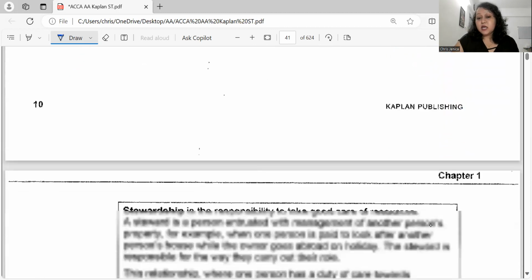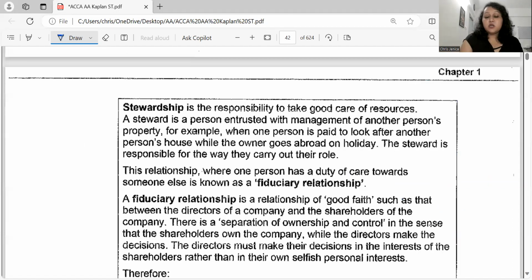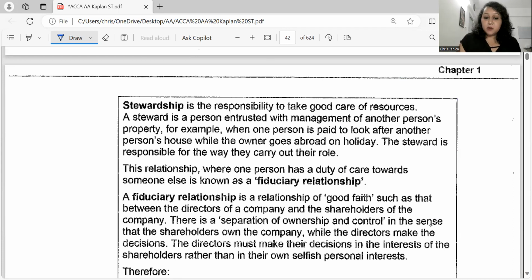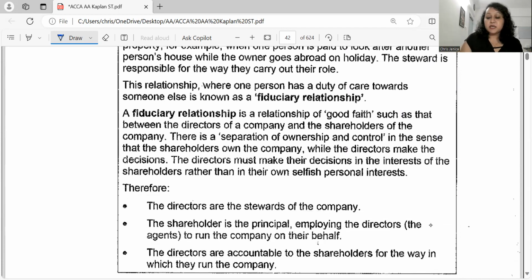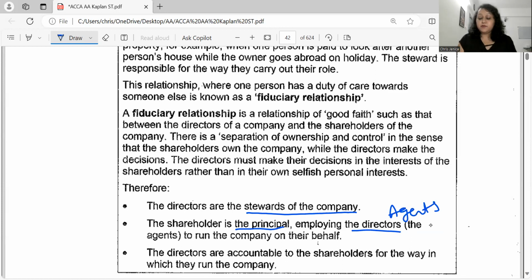And they are also called stewards. Stewardship is the responsibility to take good care of the resources. This is basically like a fiduciary relationship. The directors are being appointed by the shareholders in good faith in order to perform the task on behalf of the shareholders. So that's where they are appointed as stewards. So directors are basically the stewards of the company, and as I told, shareholders are the principals and they appoint directors, who are the agents. Fine.